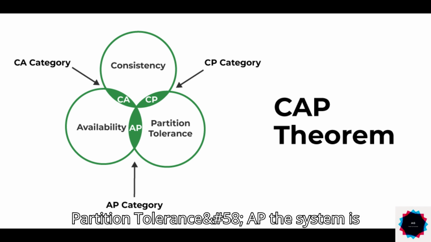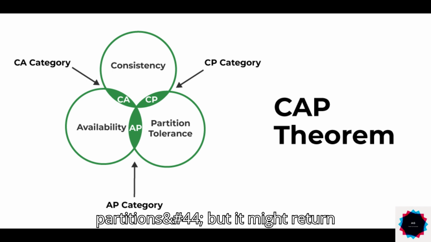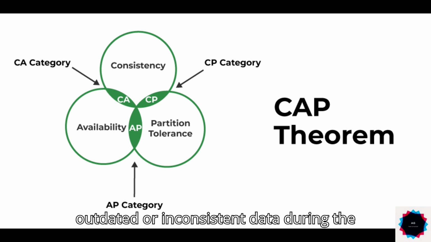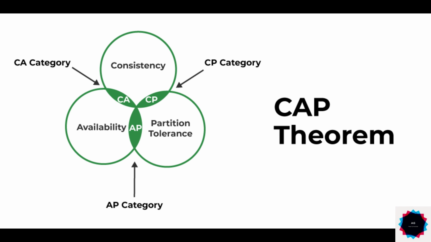Availability plus partition tolerance. The system is always available and can tolerate network partitions, but it might return outdated or inconsistent data during the partition. This setup is common for systems where availability is more critical than strict consistency.